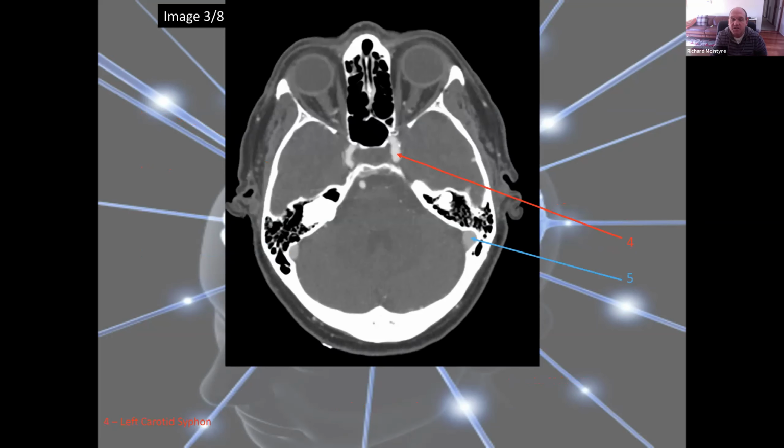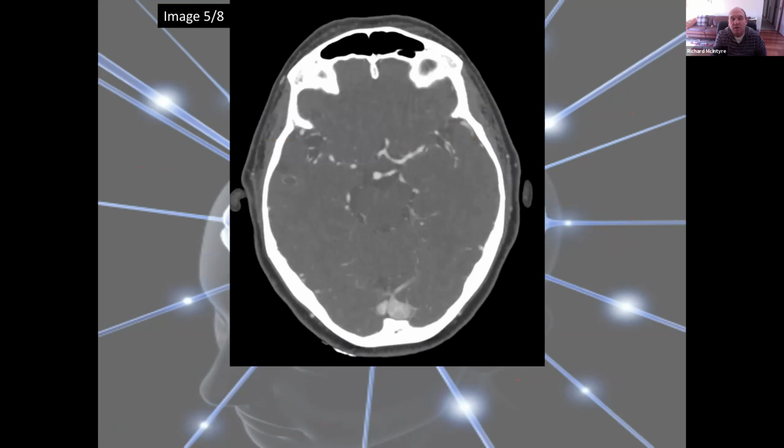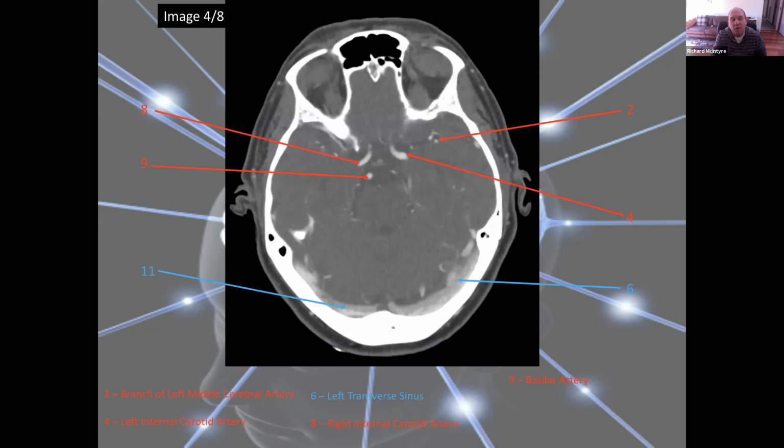Okay, so same structures again. As we go up a little bit higher, you can see now we're above the circle of Willis. We're immediately below the circle of Willis. So we've got internal carotid arteries. And a branch of the middle cerebral artery. So this branch has come down to catch me.